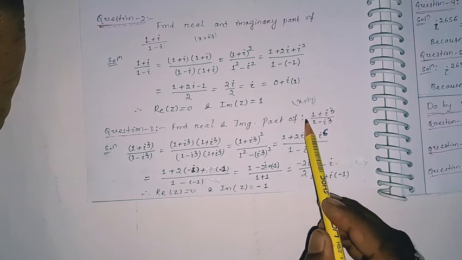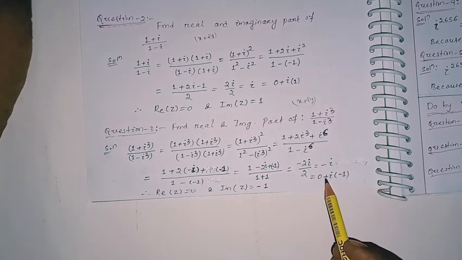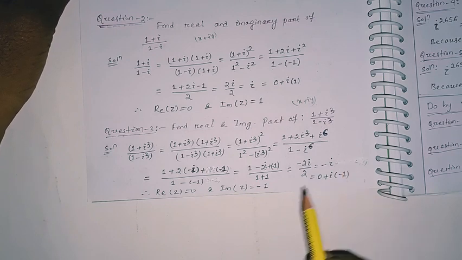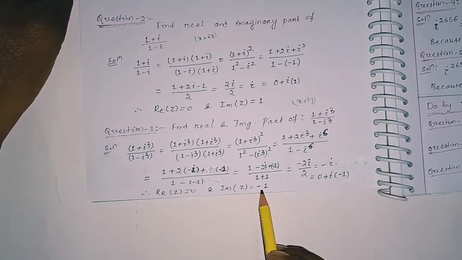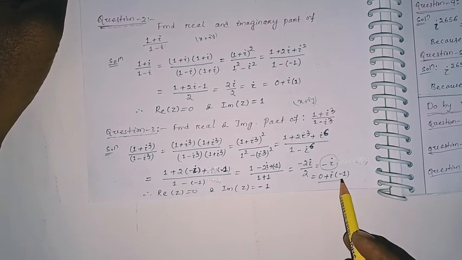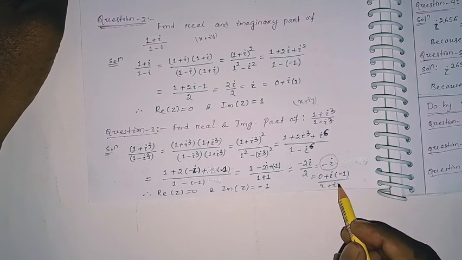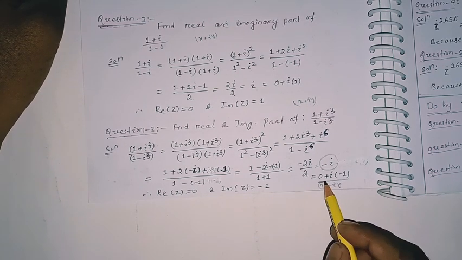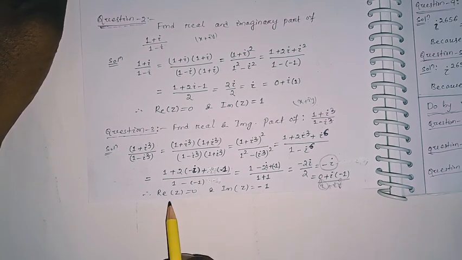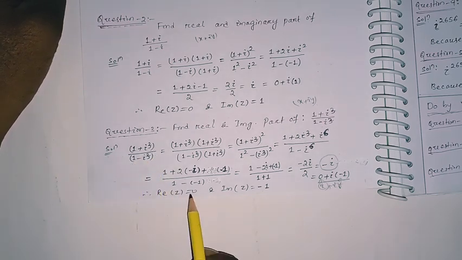So the real part and imaginary part of this given question will be how much? 0 and minus 1. How? This minus i can be written as 0 plus i into minus 1, in the form of x plus iy. So here x is nothing but 0, y is nothing but minus 1. So the real part of this given complex number is 0, and the imaginary part will be minus 1.